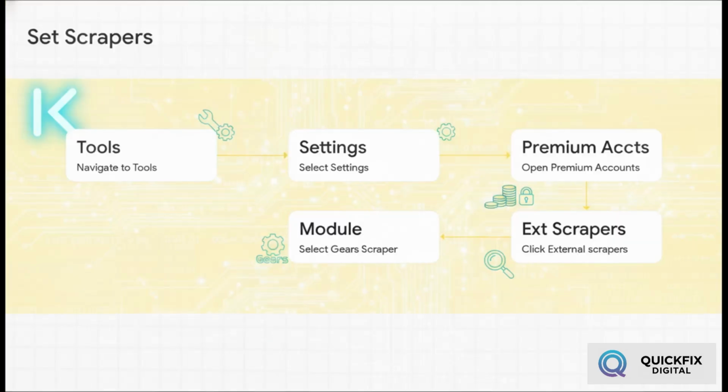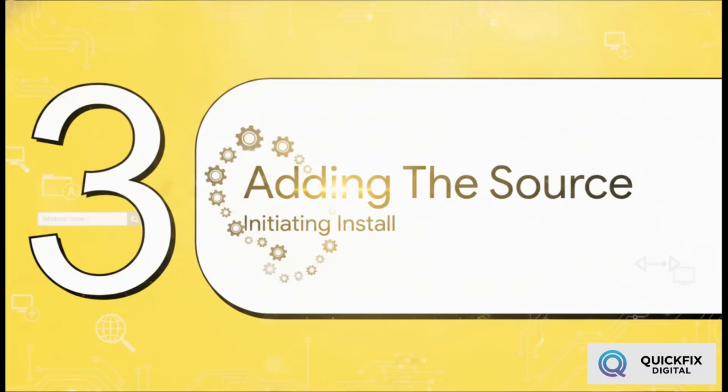And speaking of flipping that switch, once the add-on is installed, here's your internal pathway to wake up those scrapers. You're going to hit Tools, go to Settings, then Premium Accounts, click External Scrapers, and finally select the Gears Scraper module. Just keep this flow tucked away in the back of your mind for when our installation is actually complete.